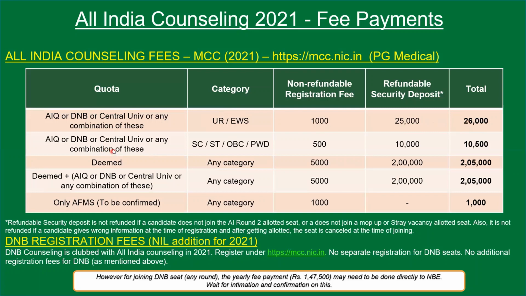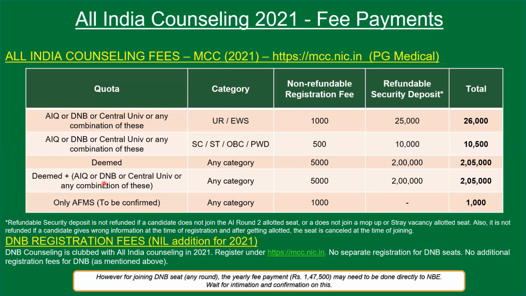Similarly, if you wish to avail a combination of AAQ, DNB, and or Central University seats, and you belong to one of these categories, SC, ST, OBC, or PWD, then you pay a refundable security deposit of 10,000 and a non-refundable registration fee of 500, and a total of 10,500. If you wish to avail only deemed university seats, you just select only deemed during registration. Irrespective of whichever category you belong to, you pay a 2 lakh security deposit and a 5,000 non-refundable registration fee, a total of 2 lakh 5,000.